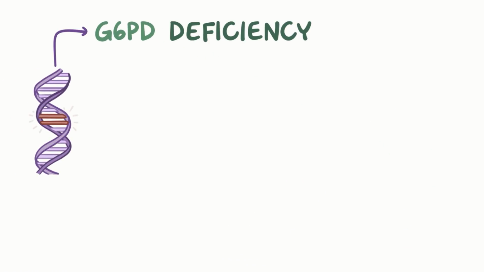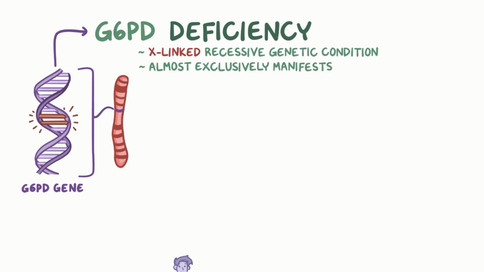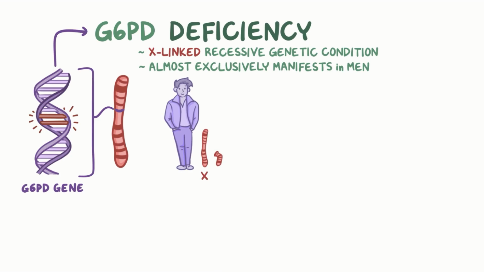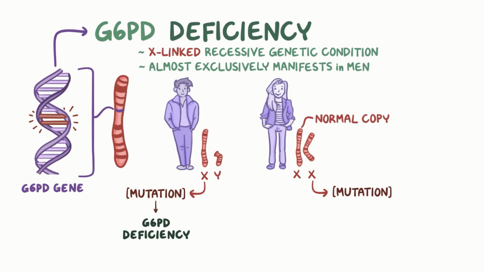Now, G6PD deficiency is caused by mutations on the G6PD gene, which is found on the X chromosome, and thus is an X-linked recessive genetic condition, and it almost exclusively manifests as a disease in men, since they have one X and one Y chromosome. So if the one and only X chromosome has a mutation, then they have the disorder. Women, on the other hand, have two X chromosomes, so those with an X chromosome that has a mutation still have another X chromosome with a normal copy of the gene, and thus females are usually carriers and only transmit the disease to their sons.